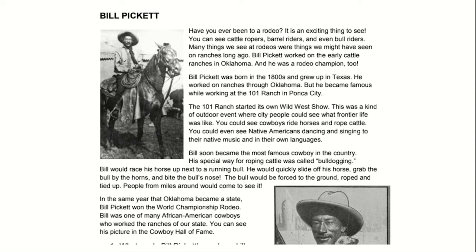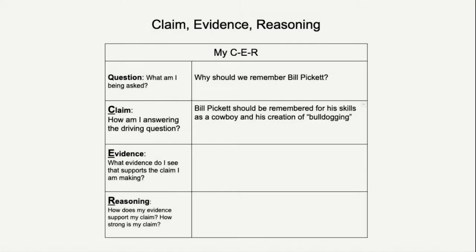So this is from the Oklahoma Council for Social Studies, put together from the Oklahoma History Center and Pam Merrill. But this is just a little document giving an overview of Bill Pickett. So I'm not going to read through this with you, but I'm going to move forward. So in my claims, evidence, and reasoning, I'm going to say Bill Pickett should be remembered for my claim. On my CER sheet, based off of that document, I'm going to say Bill Pickett should be remembered for his skills as a cowboy and his creation of bulldogging.